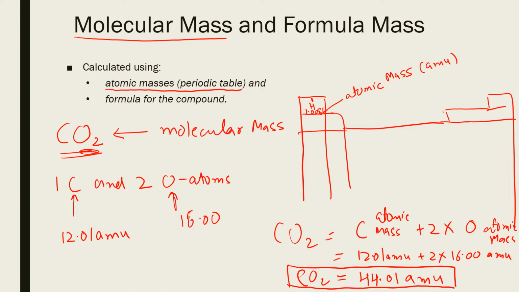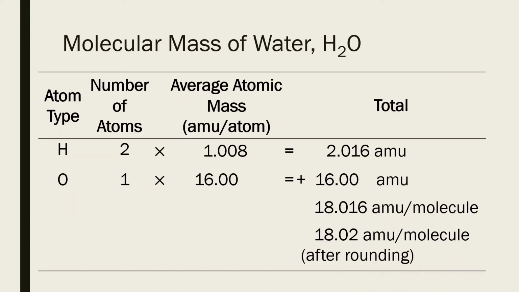By applying the same concept, we can calculate the molecular mass of any other molecule. For example, we can also calculate the mass of a water molecule. A water molecule is made up of two hydrogen atoms and one oxygen atom. And we know that each oxygen atom weighs 16.00 AMU, or in other words, the atomic mass of oxygen is 16 and the atomic mass of hydrogen is 1.008.